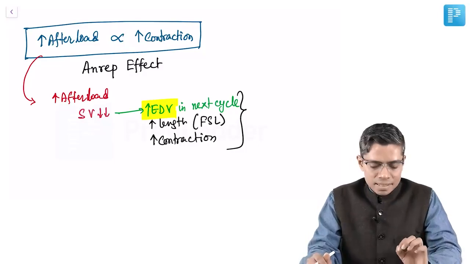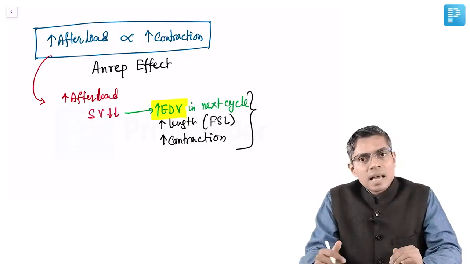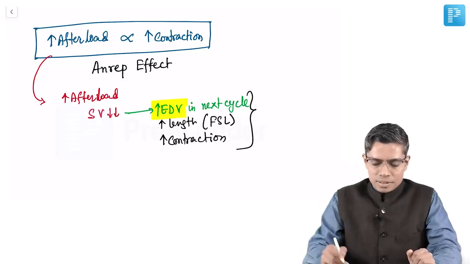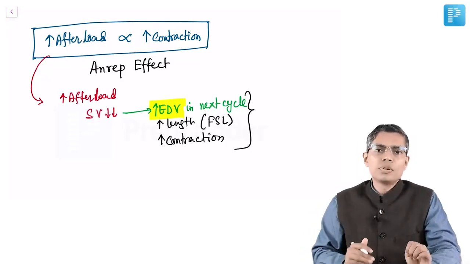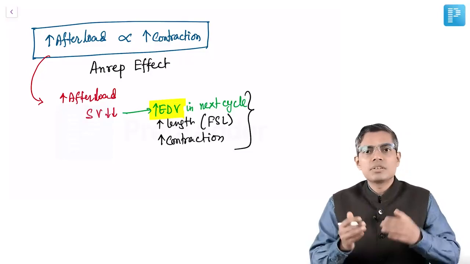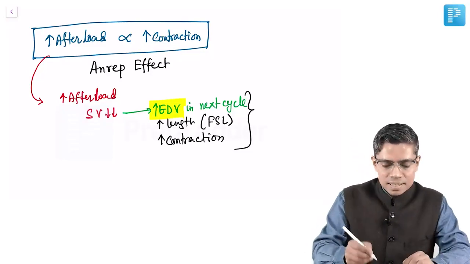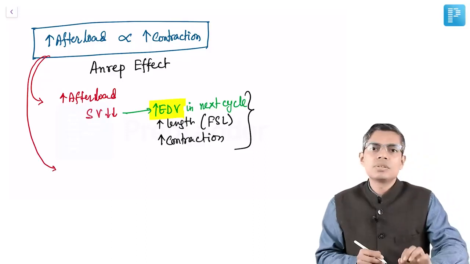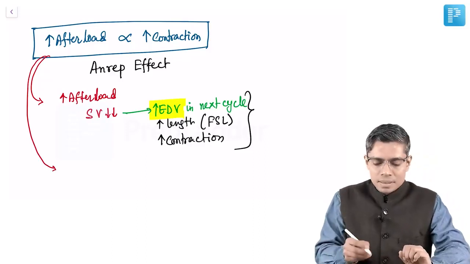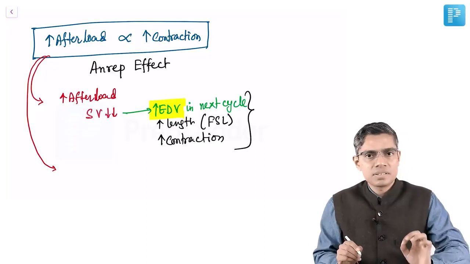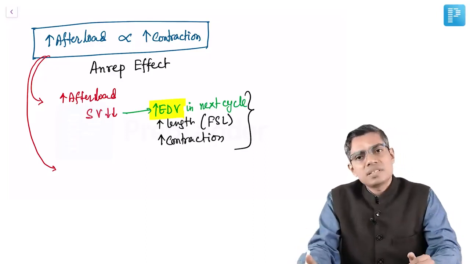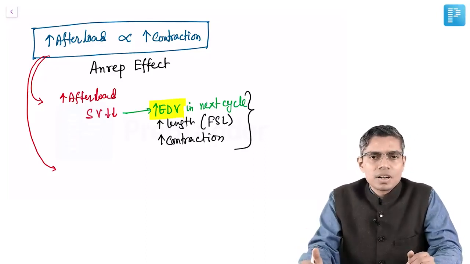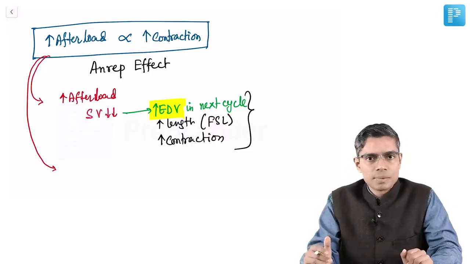But it is seen that there is another cause of this Anrep effect, because this acute effect will persist for a few minutes. After that, the ventricle will adjust itself. But it is seen that even after 15 to 20 minutes, this Anrep effect is persisting. So what is the cause of this persistent increase in force of contraction in response to increased afterload?